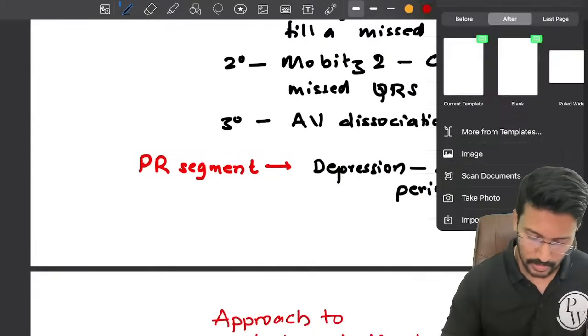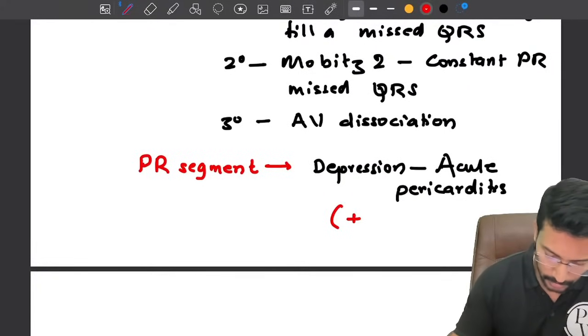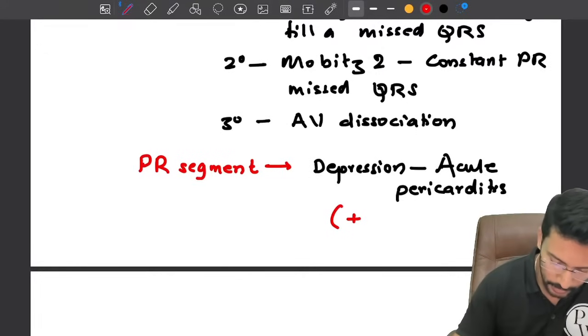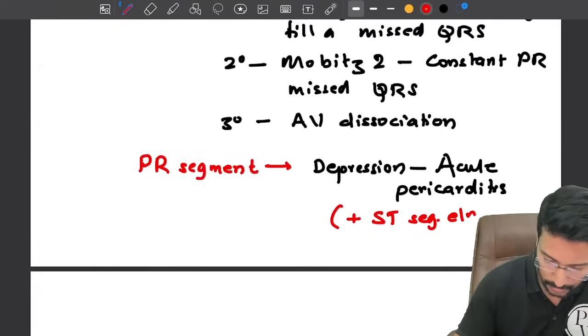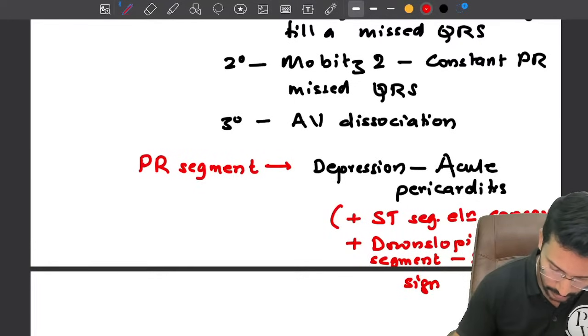The other important ECG changes you need to remember here is that, in addition to the PR segment depression, you will have ST segment elevation, and that will be concave here and it will be convex in MI. Plus you will have down sloping TP segment, which is called Spodick sign.